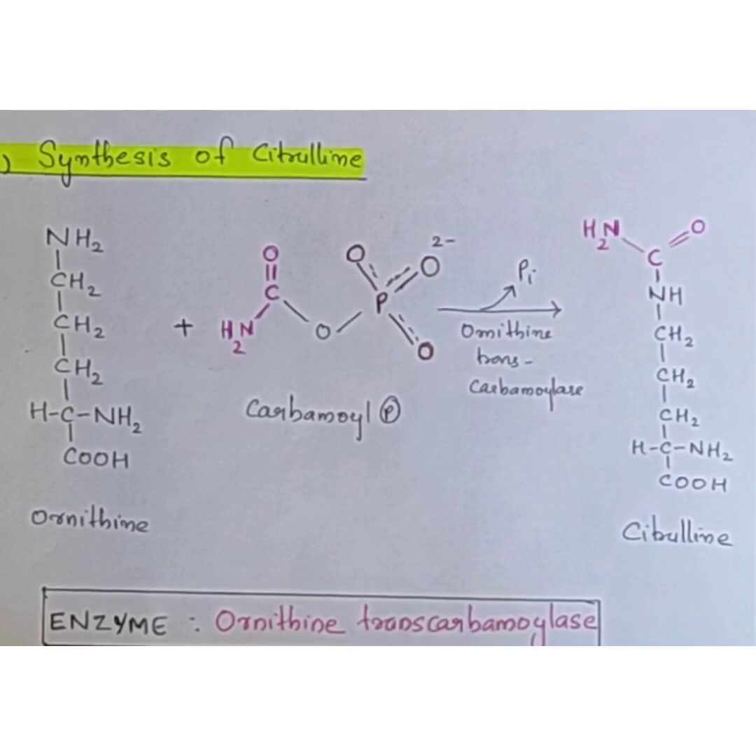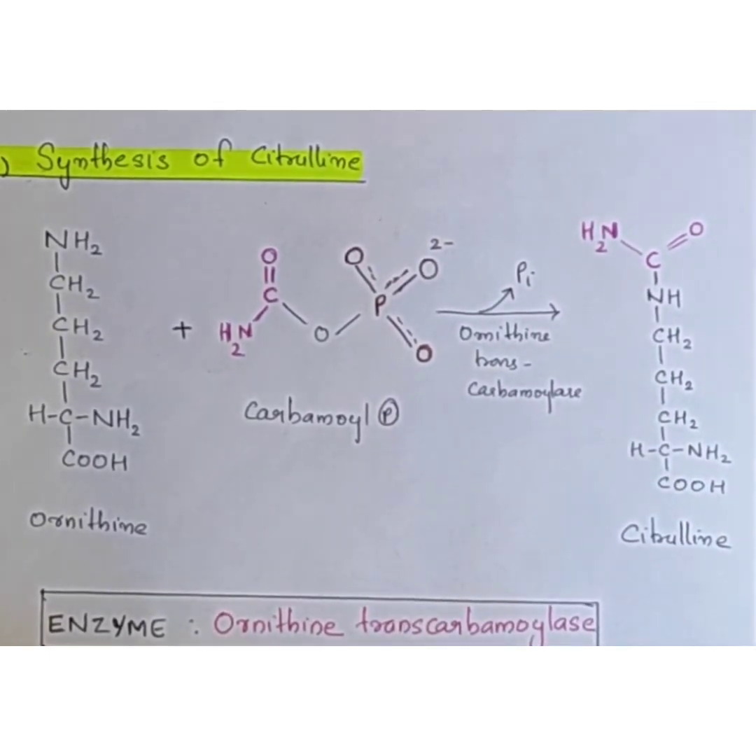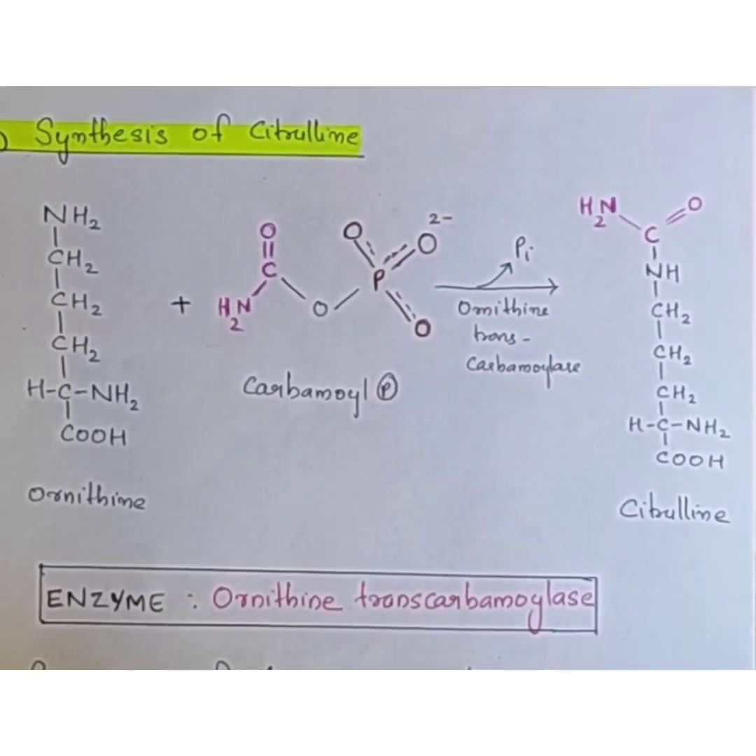The citrulline thus formed is transported to the cytosol of the liver for further reactions. So we have seen the first two mitochondrial reactions of the urea cycle. Now let us move on to the third reaction, which is a cytosolic reaction.